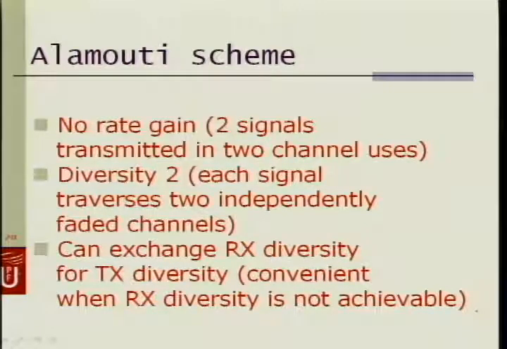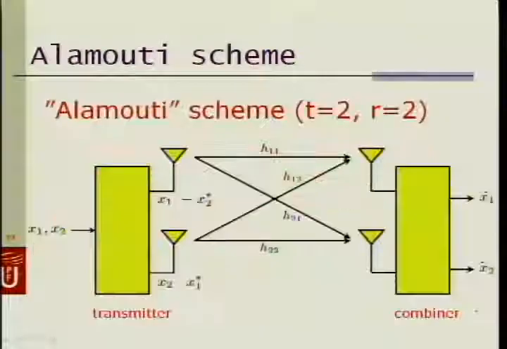We have no rate gain, actually, because we are transmitting two signals in two different channel uses. We need two time instants to transmit two signals. So we don't have any rate gain. We have diversity 2, because each signal traverses two independently faded channels, and we can exchange receiver diversity for transmit diversity. As I said before, this is very convenient when it's not possible to achieve receive diversity. This is the simplest possible scheme, the Alamouti scheme.